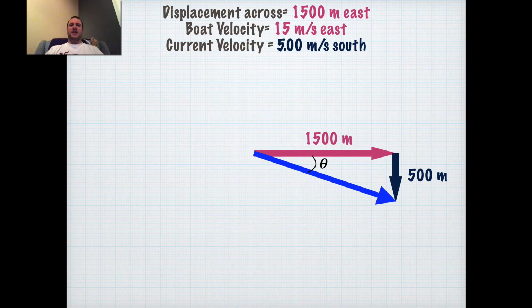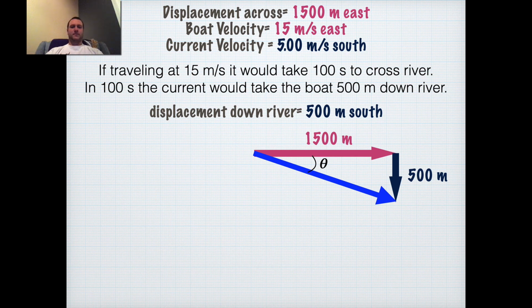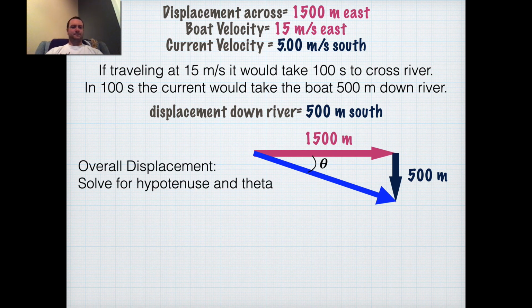So going back to the example here, the displacement going across the river is 1,500 meters east to west. The boat velocity is 15 meters per second east, and the current is 5 meters per second south. So to get across, it's going to take 100 seconds, and that's going to be the same amount of time as it's going to take to go 500 meters downriver. So the displacement down the river will be 500 meters south as well.